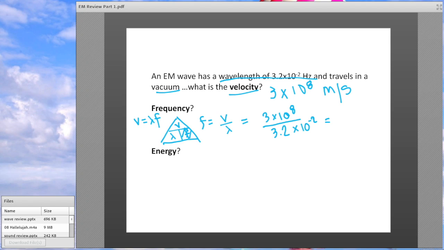So I'm going to make my triangle. I'm going to put my wavelength here, my frequency here, and my velocity here. Since I'm looking for frequency, I'm going to cross that out. I'm going to have F equals velocity over wavelength. Okay, so I'm going to have 3 times 10 to the 8th over 3.2 times 10 to the negative 2.